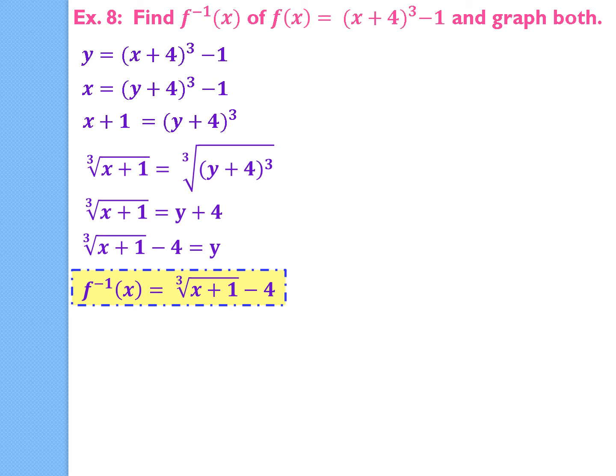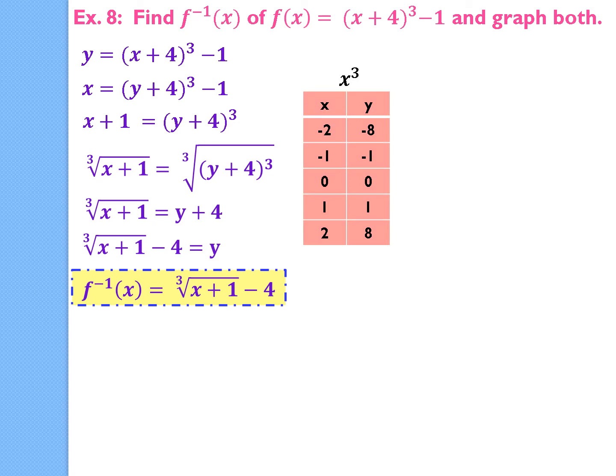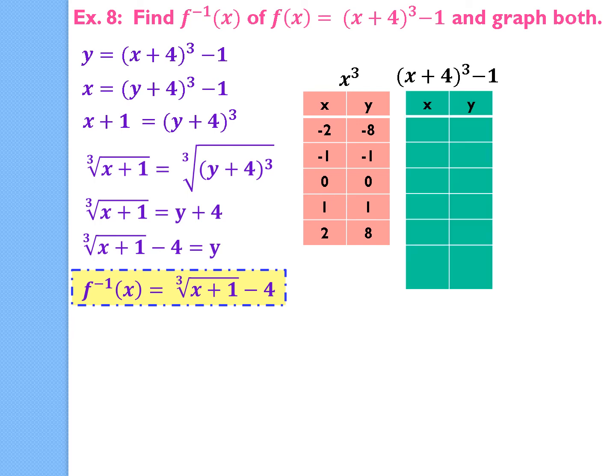Now, this is the equation. We're not going to use this to graph, remember? So we're going to go back up and we're going to graph the original. Well, my original was x cubed. So my original function was the cubic function. So I'm going to graph that first. So to go from old x's to new x's, I'm going to subtract 4. Then to go from old y's to new y's, I'm going to subtract 1.